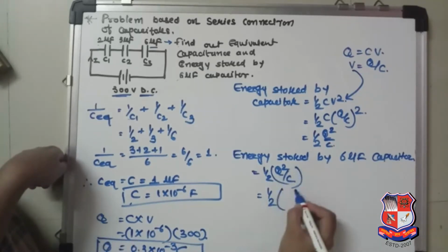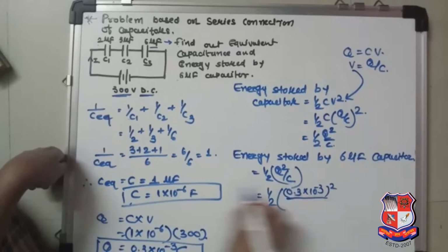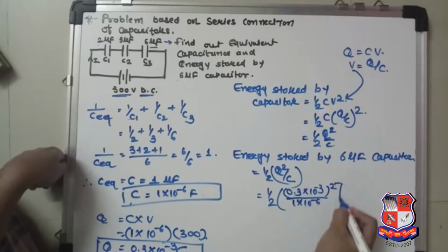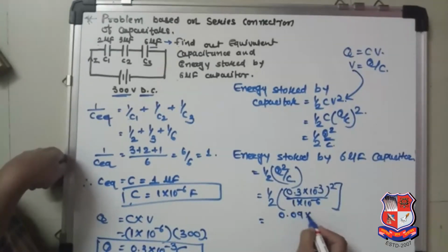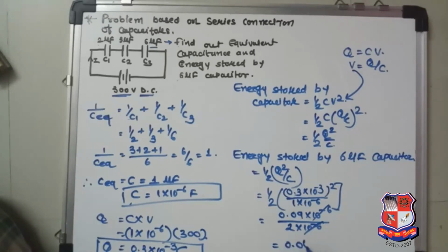Now Q square, so (0.3 into 10 raised to minus 3) square divided by, substituting the value of C, the equivalent capacitance, 1 into 10 raised to minus 6. So see here, 0.3 square is 0.09 into 10 raised to minus 6, divided by 2 into 10 raised to minus 6. So finally we get 0.09 divided by 2, that is 0.045 joule, which is stored by the 6 microfarad capacitor.